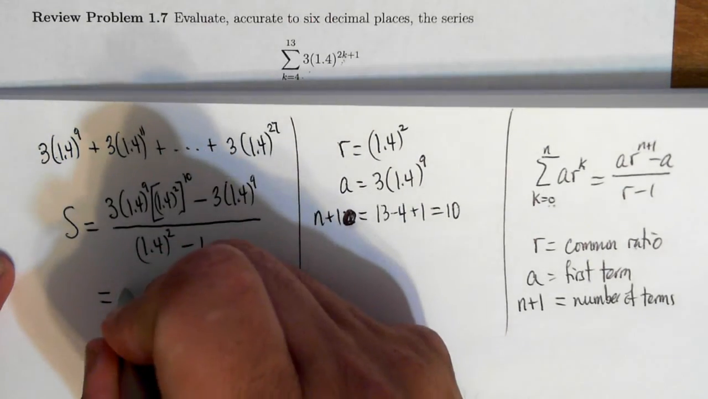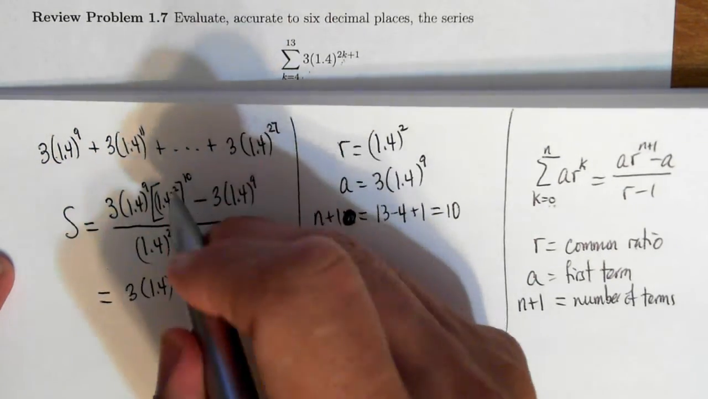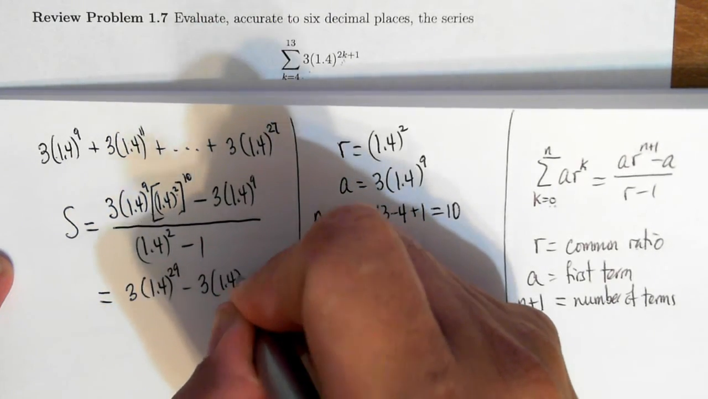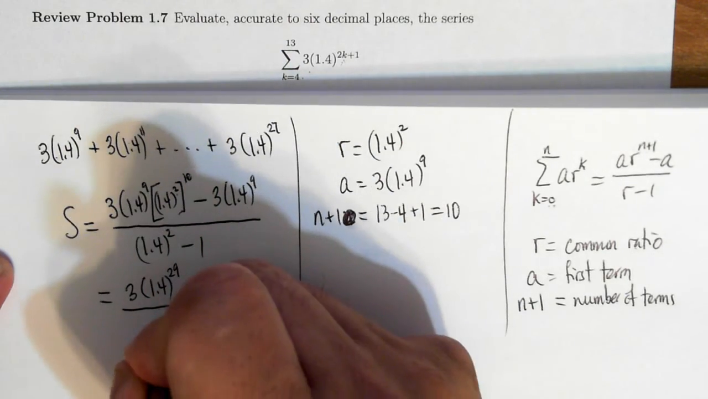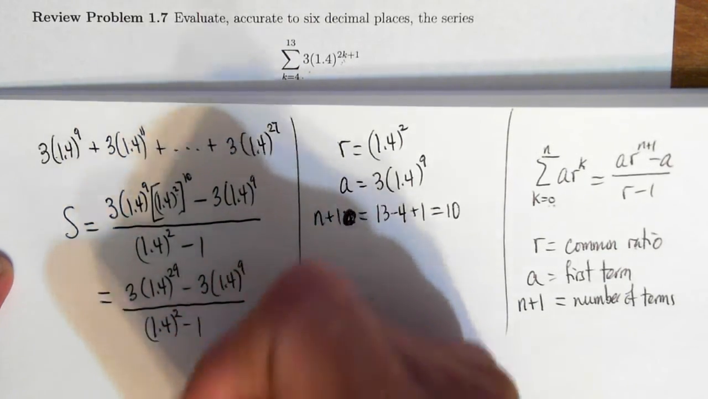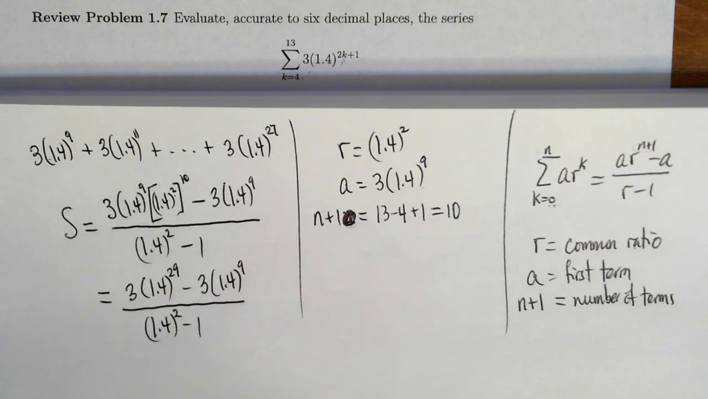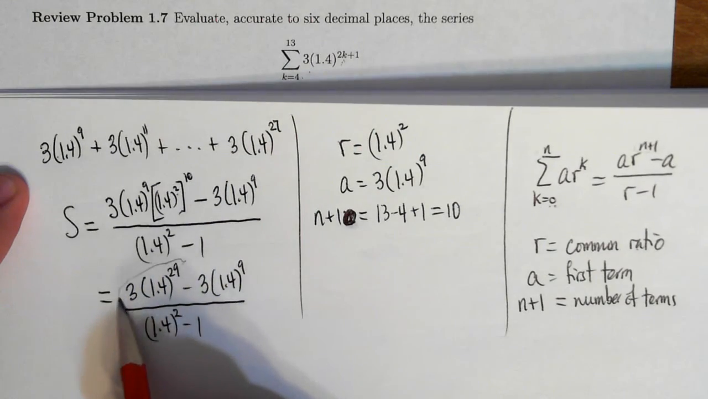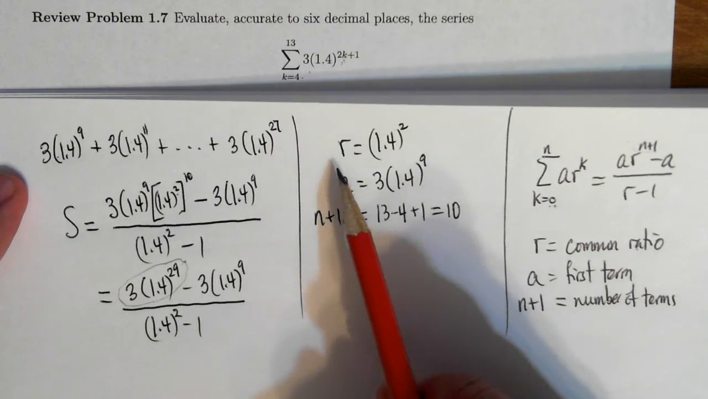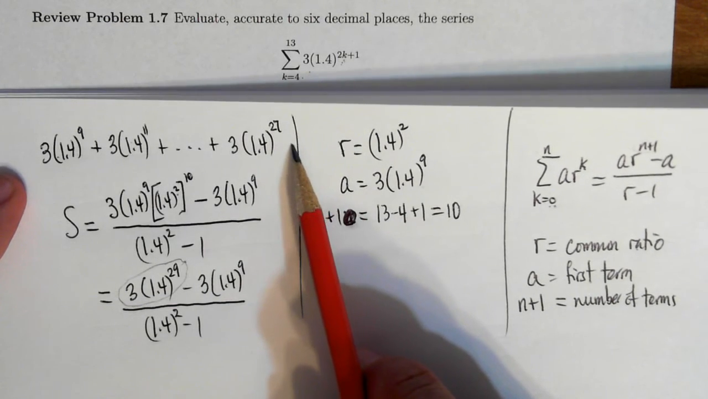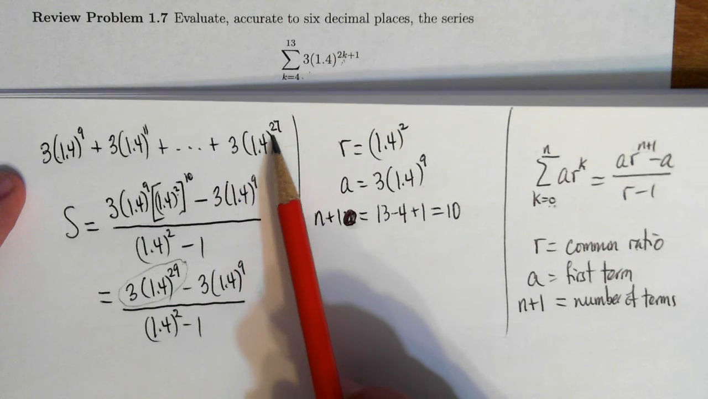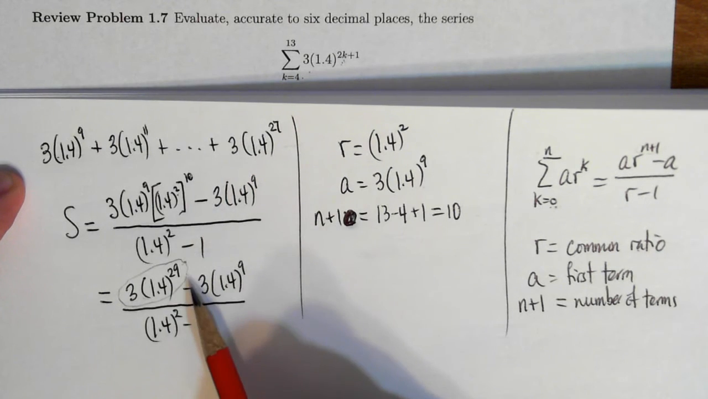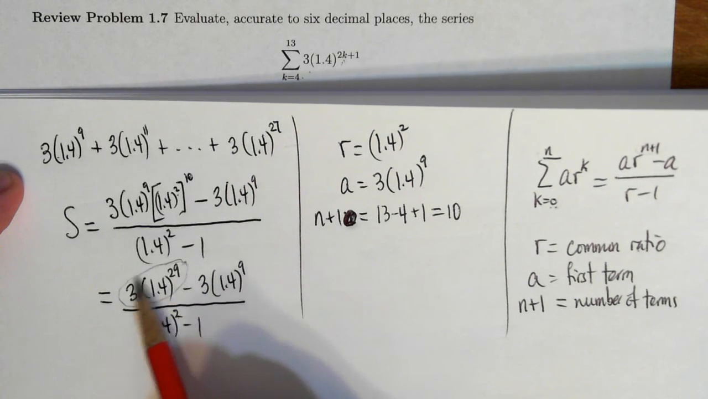Okay, so I'll simplify this. I get 3 times 1.4 to the, here I have 20 plus 9 for 29, minus 3 times 1.4 to the 9, all over 1.4 squared minus 1. And I'll mention this in passing, you might find this helpful, maybe not. The number that appears here would be the next term if there was one. So if I were to multiply this one by 1.4 squared, I would get the thing that I circled in pencil here. So maybe that's a help to make sure that you have the right thing here.